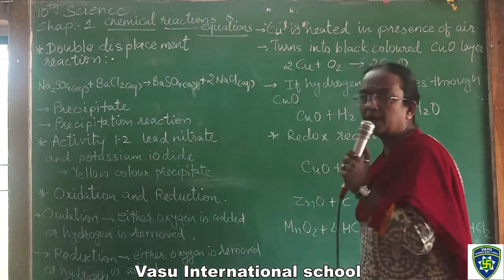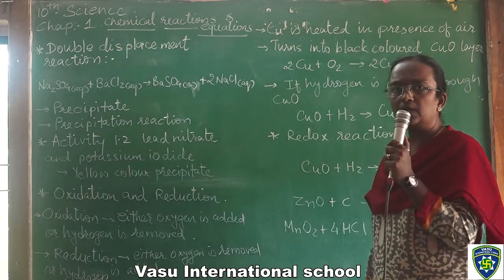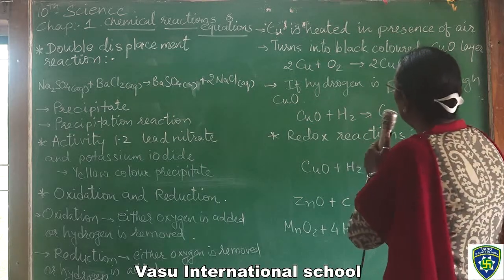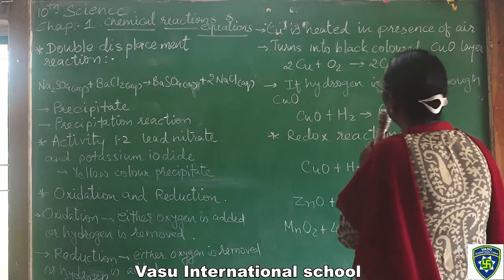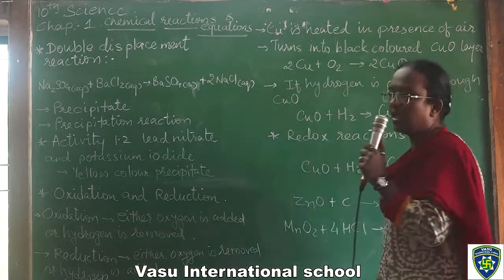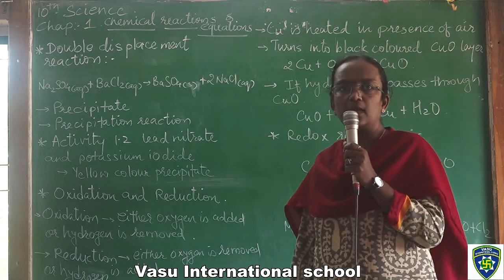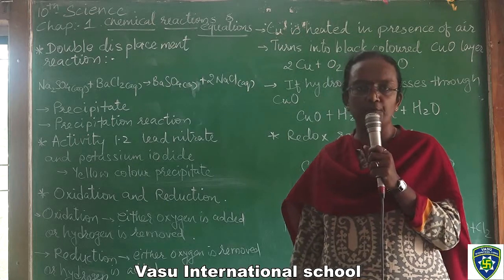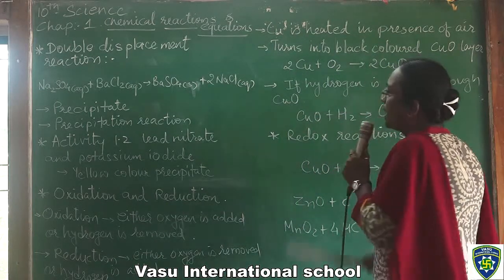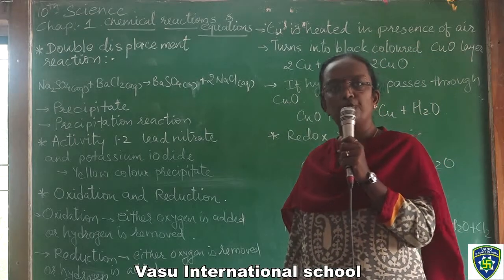In the given activity in your textbook, take about 1 gram of copper powder in a china dish and heat it in the atmosphere with the help of a spirit lamp. Copper is heated in the presence of air. When copper is heated in air, oxygen from the air is added to copper and it turns into a black colored copper oxide layer on the particles of copper.